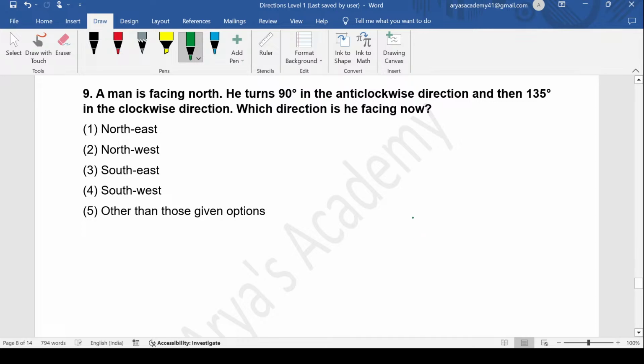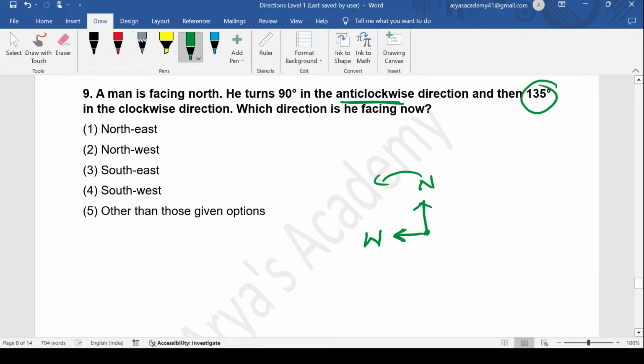Northeast. Okay, let's say the man is facing north. It's not an assumption, they have mentioned it, right? So 90 degrees anti-clockwise, it's very clear, anti-clockwise. So anti-clockwise means towards left. And if I rotate 90, I'll get another main direction, because the angle between two main directions is 90 degrees. So what is the direction that is 90 degrees left of north? It is west. So now I am at west.